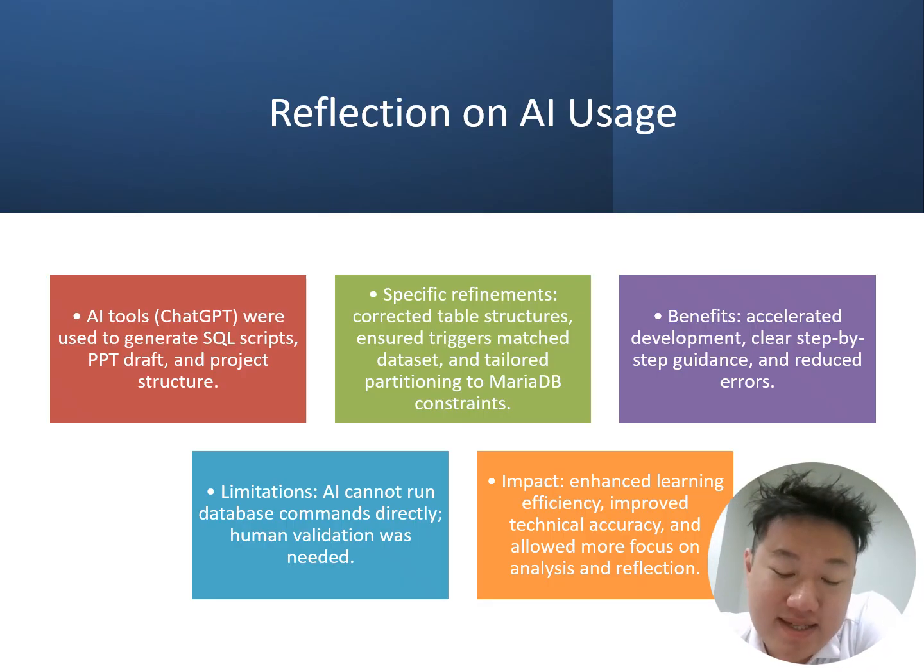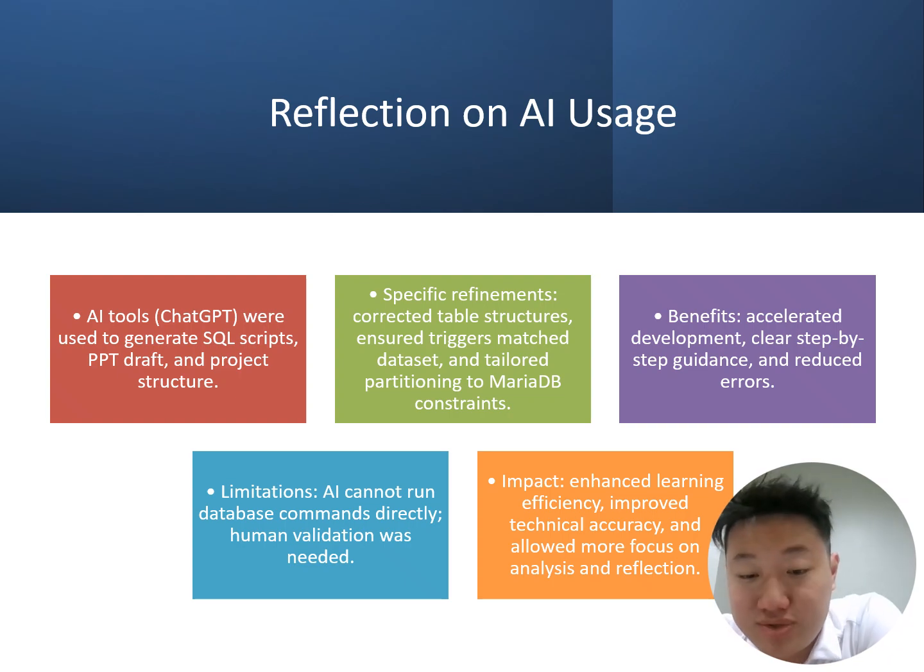And for the impact, I think combining AI assistance with my own verification made this milestone faster, cleaner, and more reliable. And that's how triggers, partitioning, NoSQL, and ColumnStore prepare for scale.